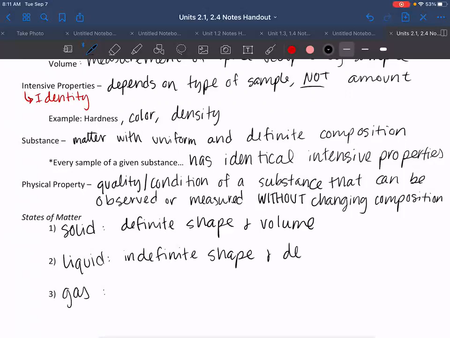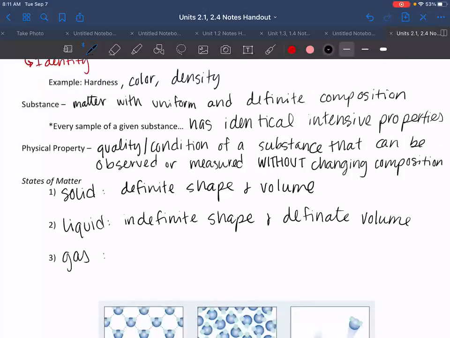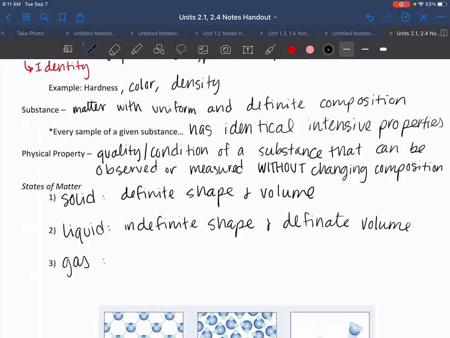But definite volume. What about gas? What do you guys predict then for gas? Exactly, both are indefinite. Gases are special because they take the shape and the volume of their container. So indefinite shape and volume.